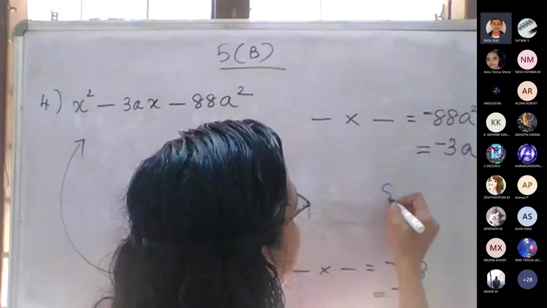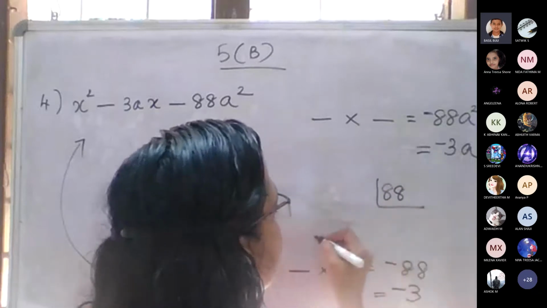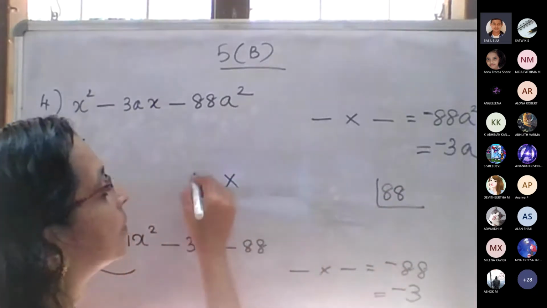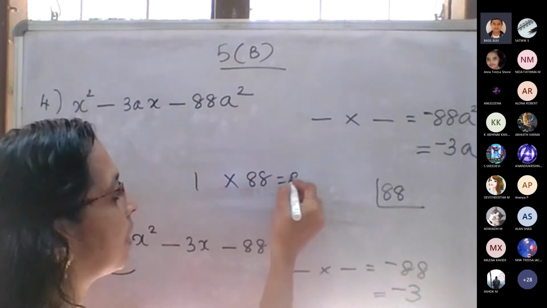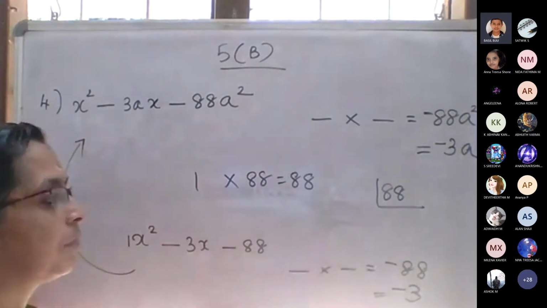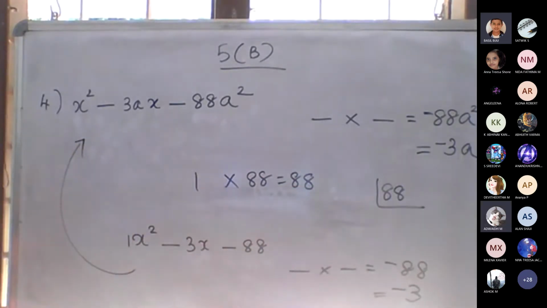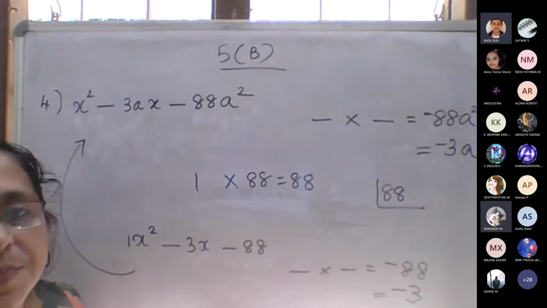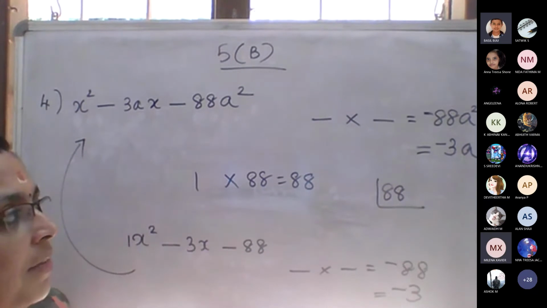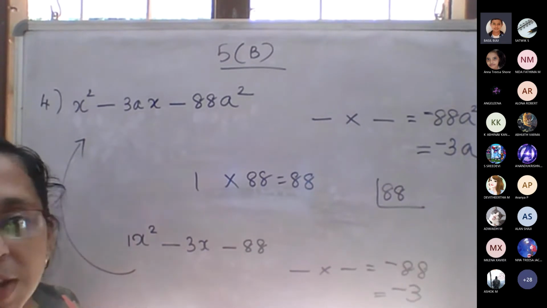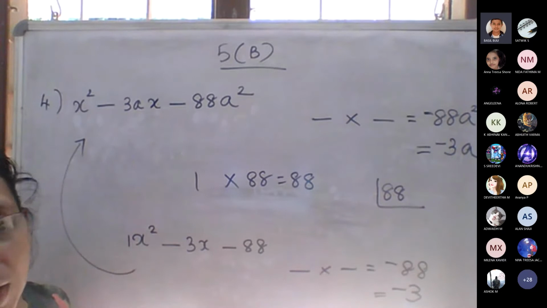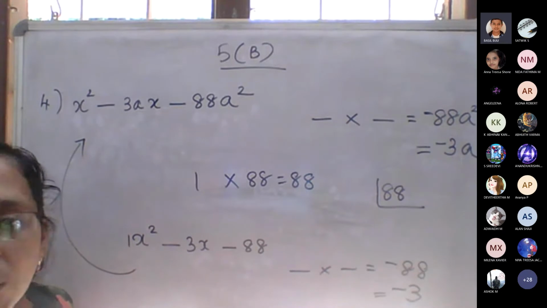Either you can use the prime factorization method, or 1 into 88 is equal to 88, both ways. Find out. Minus 11 into 8, very good. Minus 11 into 8. 11 minus 8 is what? 3.